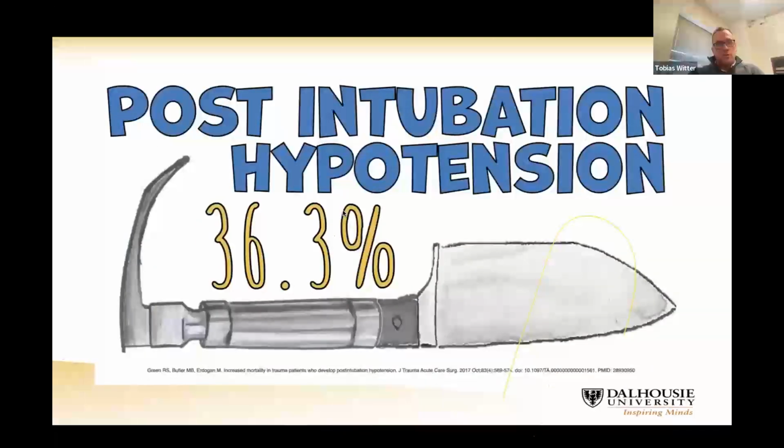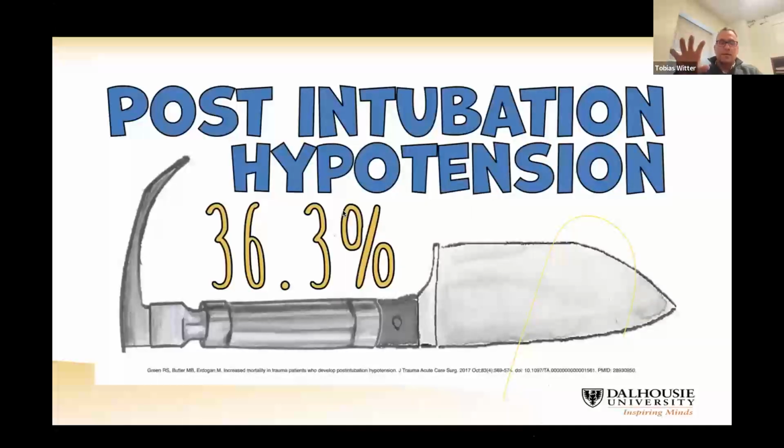Why should we? Coming back to my anesthetist roots, I want to intubate, right? So I want to put the tube in. And the problem that we talked about earlier is that if we don't resuscitate our patients first and prepare for it, we see a post-intubation hypotension rate of over 33%, so 36% in trauma patients. And those patients who are hypotensive have a double mortality rate compared to those who are not hypotensive post-intubation.